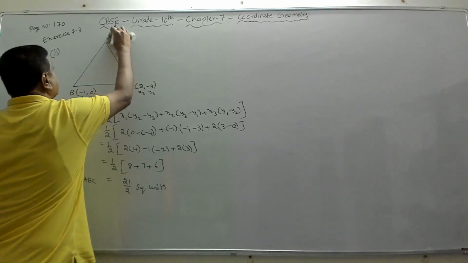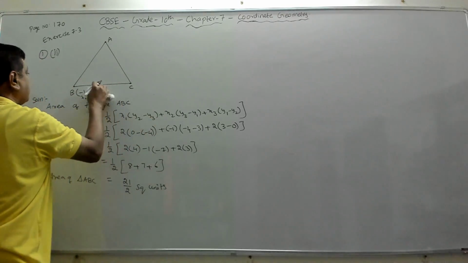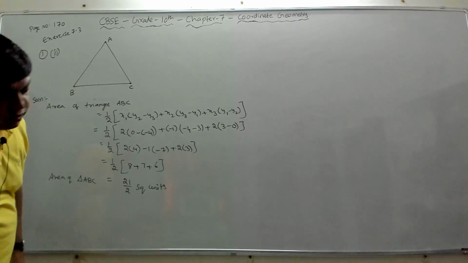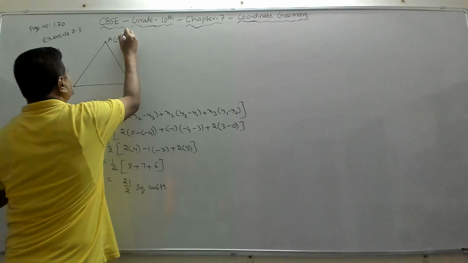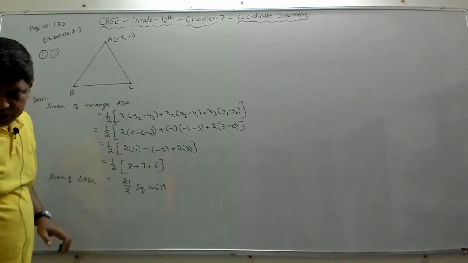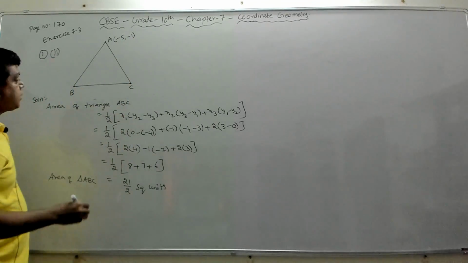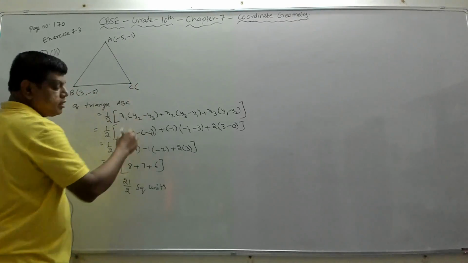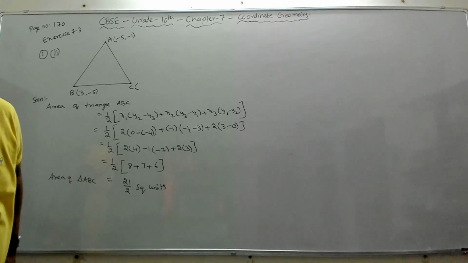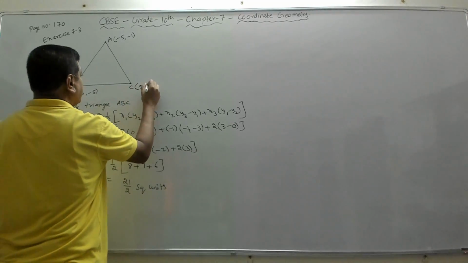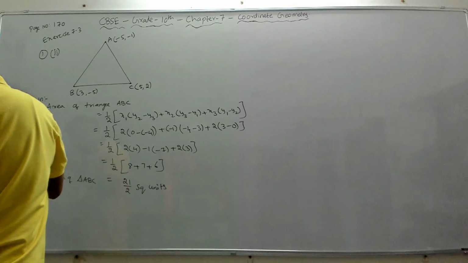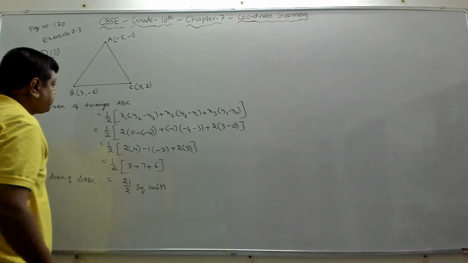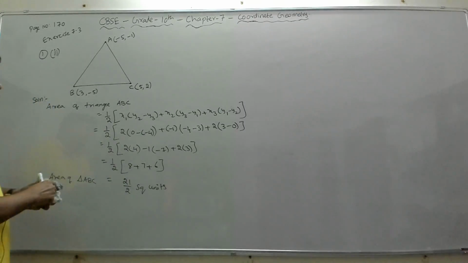The second sum is again three vertices are given, and we need to find the area of the triangle ABC. So A is minus 5 comma minus 1, B is 3 comma minus 5, and C is 5 comma 2. So these are the three vertices of triangle ABC. Now we must find the area of this triangle.